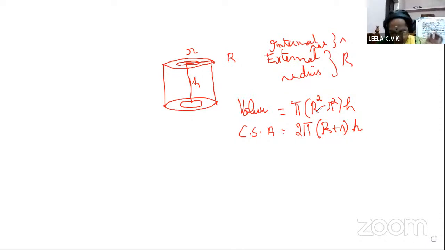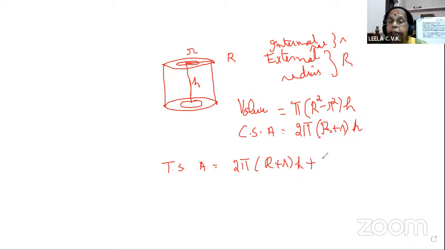Now, curved surface area we have seen. Now, what about the other one? Only one more is remaining. That is what? TSA, isn't it? TSA, no problem. We will add both. Which all things are there? 2 pi r into R plus R into H, that is the curved surface area, plus. Now, what is the other area? The base area and the top area, isn't it? Base area plus top area also we have to take in the case of total surface area.